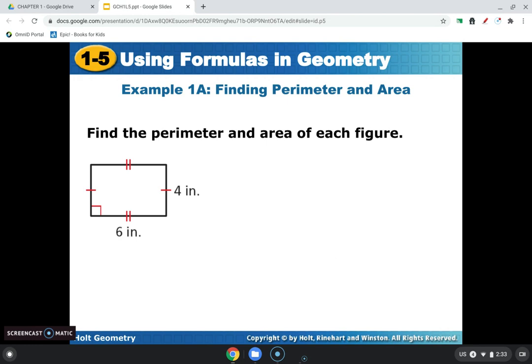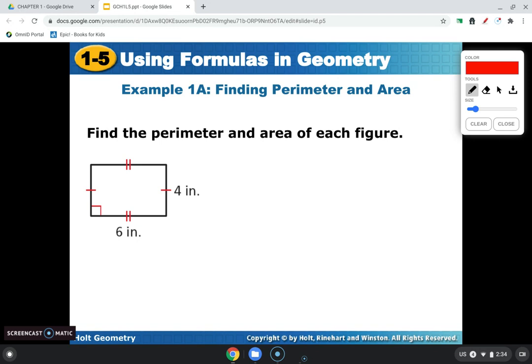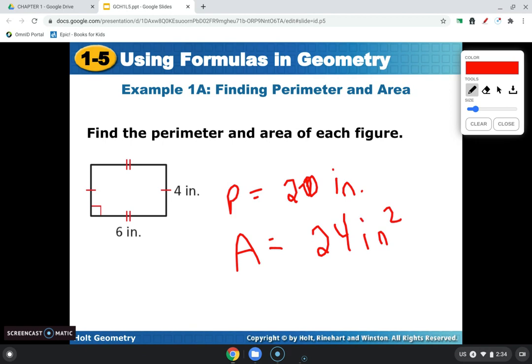Well, that's a rectangle. So to find the perimeter, I would take 6 plus 4 is 10. 10 times 2 is 20. So the perimeter equals 20 inches. And then the area would be 6 times 4, base times height, which is 24 inches square. All right.